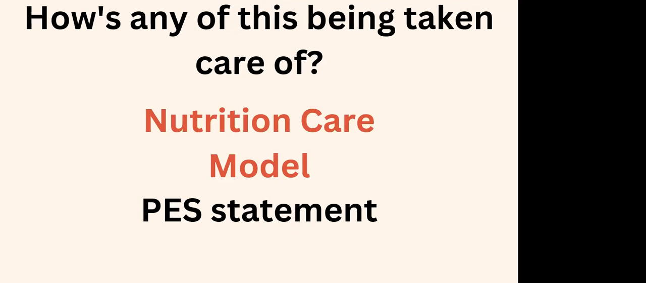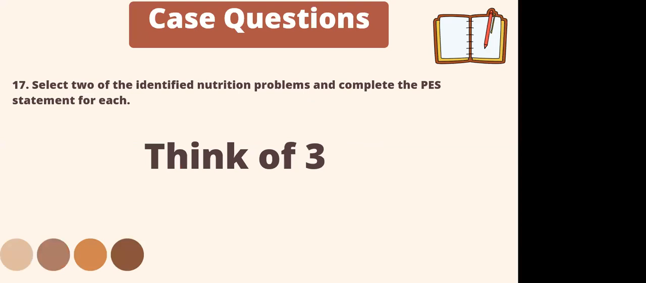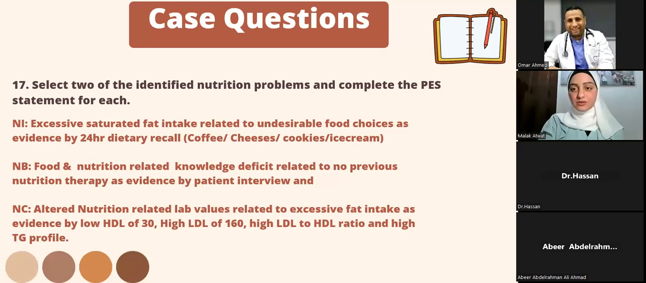This is where we go for the nutrition care model. We do something known as the PES statement. The PES statement is what helps you to always remember your goal and then to go back to it. So PES stands for: P is for the problem, E is for the etiology, and S is for the signs and symptoms. So here, we need to look at the problems that we have, and then to write a PES statement, and then to start to follow up with our patient.